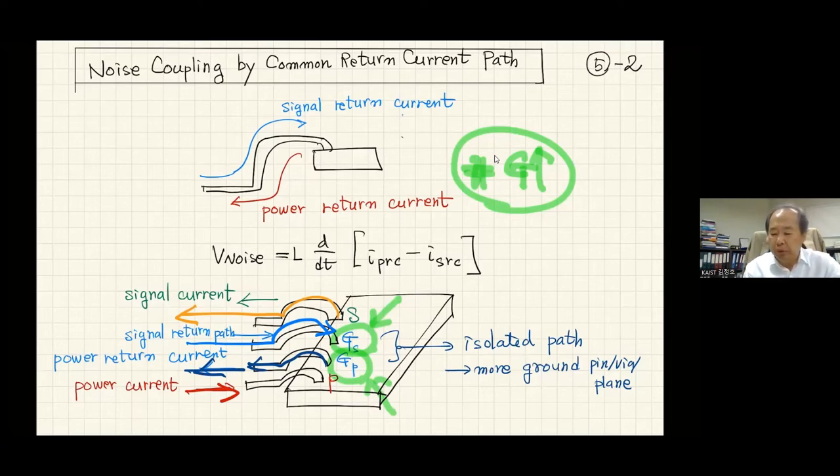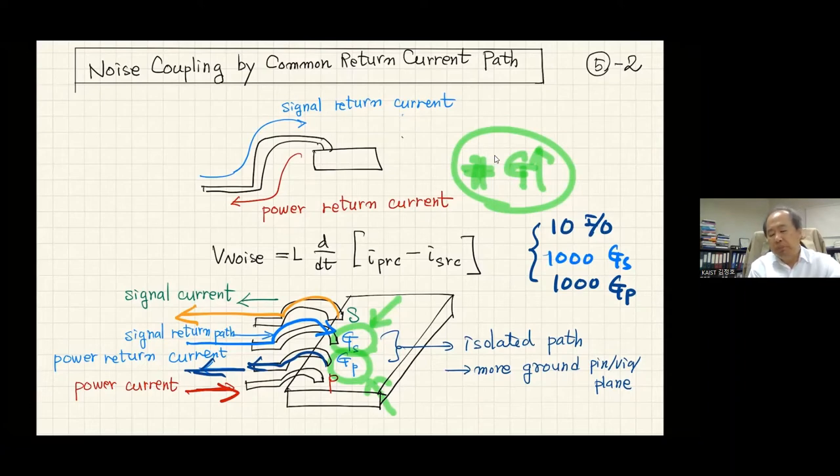Let's assume that you have 10 I/O. Probably in the future, you may have 1,000 signal grounds. Probably you may have 1,000 power grounds. And more ground will be used, and they have to be separated. And because of that, it will increase the cost of your chip package and your PCB.